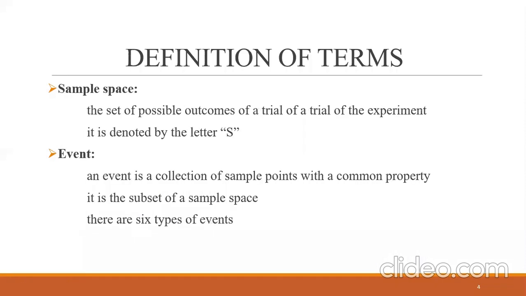We have the sample space. Now, the sample space is a set of possible outcomes of a trial. So, for example, if I'm tossing a coin, the sample space is the set of the possible outcomes that can come out of tossing the coin. That's the head and the tail. So if I try tossing the coin, I'll be expecting either a head or a tail. So that's the sample space.